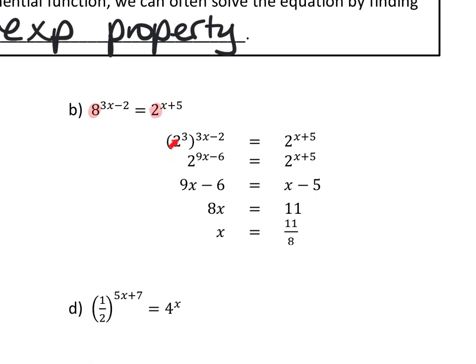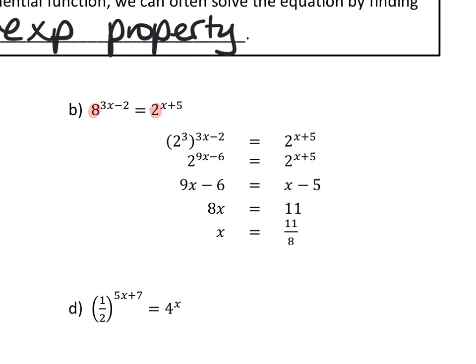Now, once I got it to say 2 to the 3rd power, so it had a base of 2, what did I do with this number 3? Right there. Yeah, I essentially distributed it to the others. That's a power of a power, meaning multiply.